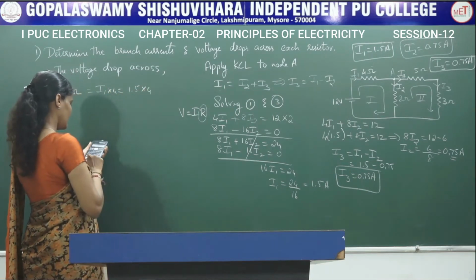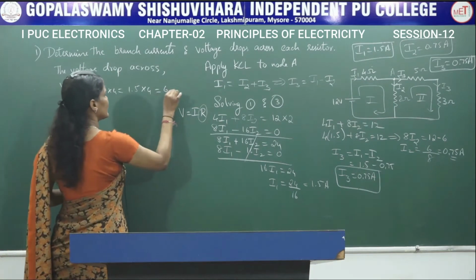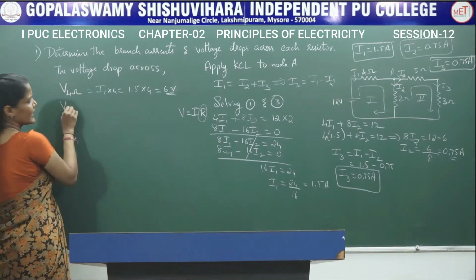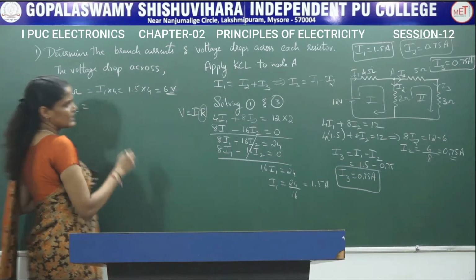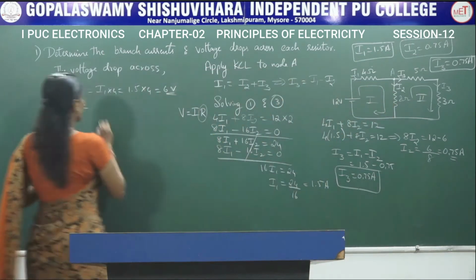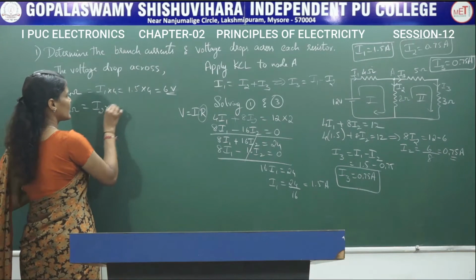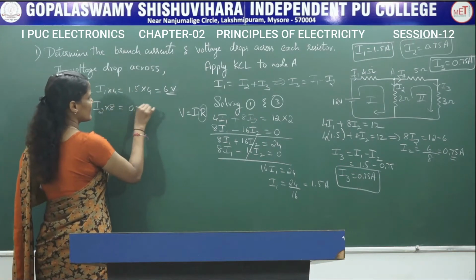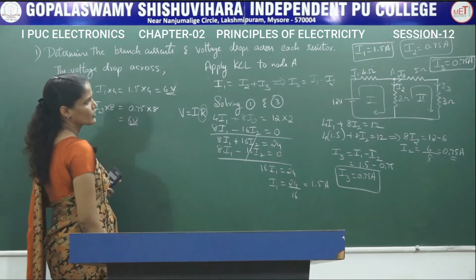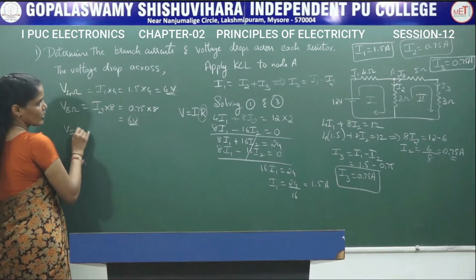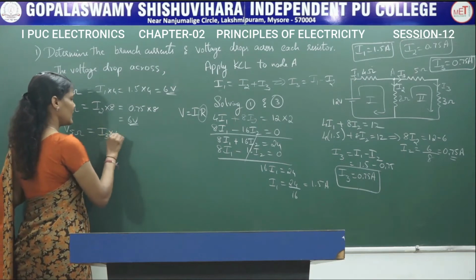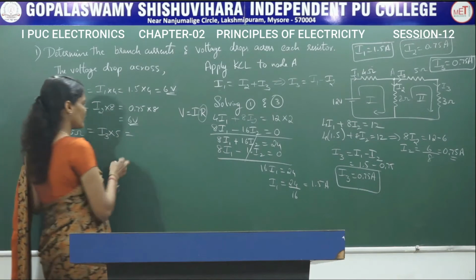So, I will be getting the voltage drop as 6 volts. Similarly, the voltage drop across 8 ohms, this is the 8 ohm, is I2 into 8, where I2 value is 0.75 into 8. So, we will be getting 6 volts. And the voltage drop across 5 ohms, the current which is flowing is I3 into that resistance value, that is equal to 5.